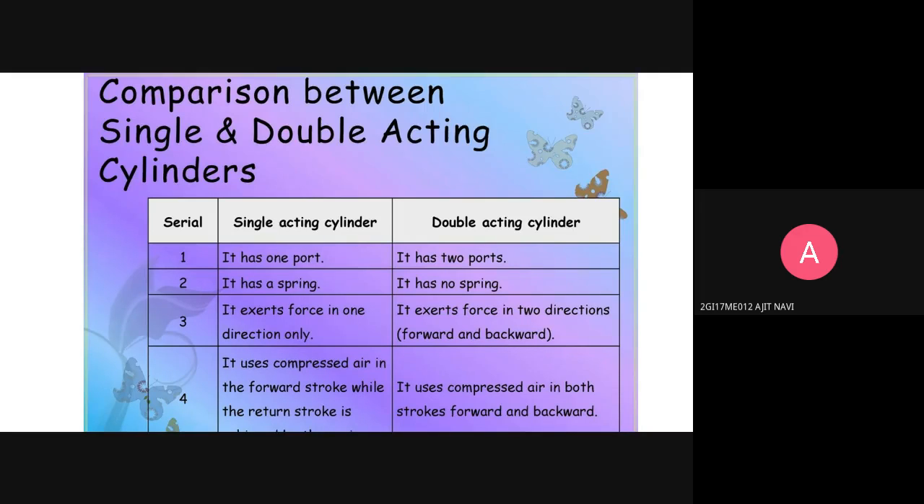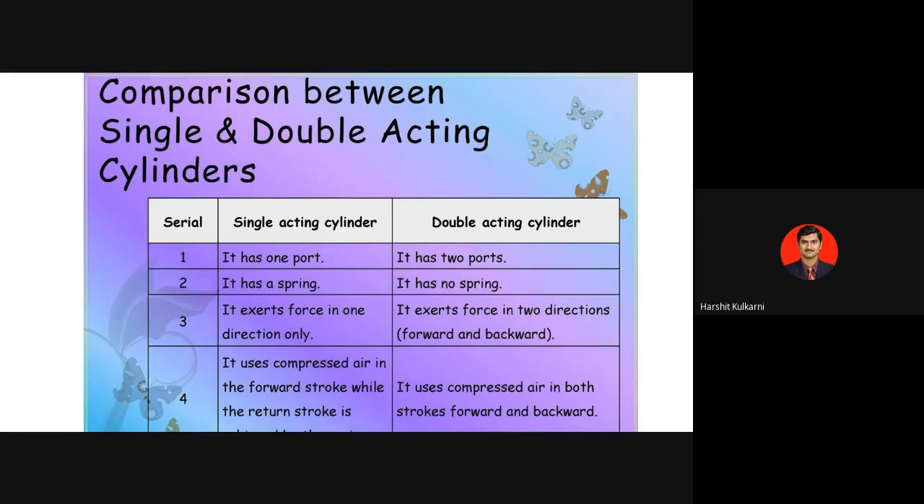Yes, please. In the rod end side, whatever oil will be present is directly drained back to the reservoir, and during the retraction stroke the spring is activated. Correct. So in a single acting spring cylinder, the spring force acts and no force is applied through the hydraulic fluid.